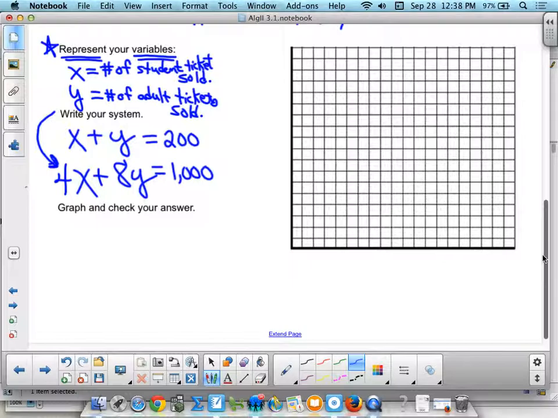Okay, but before I graph, you know what? Will you just tell me what the x-axis stands for? Number of student tickets sold. So yeah, just student tickets. So Y would be what? Adult tickets. Okay, there you go. Adult tickets, right?